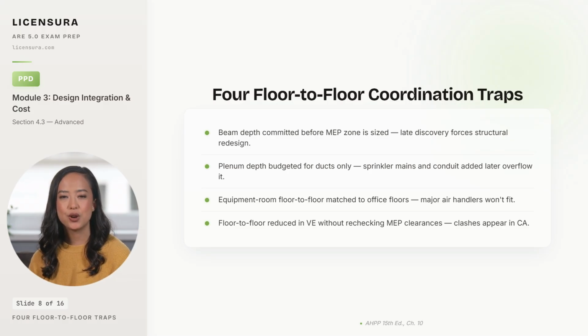Fourth, floor-to-floor gets reduced in VE without rechecking MEP clearances. The cost savings look attractive on paper, and the clashes appear in CA when the contractor tries to route ducts through the compressed plenum. 4 takeaways tighten the MEP space allocation conversation in every DD milestone.